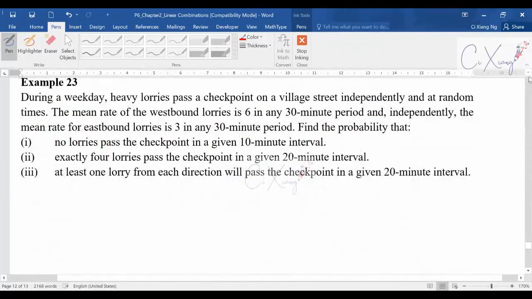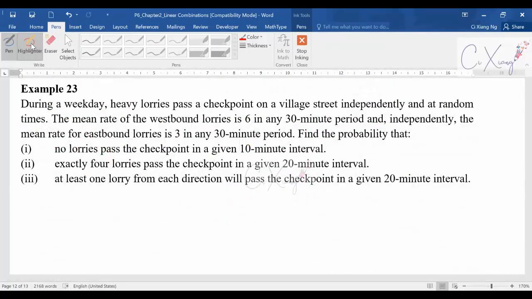Okay, example 23. So for example 23, during a weekday, there are heavy lorries passing a checkpoint independently at random times. The mean rate for westbound lorries is 6 for 30 minutes. Again, the keyword is 30 minutes because this is an interval given in the question. And the mean rate for the eastbound lorries is 3 in any 30-minute period. Find the probability, and so on.